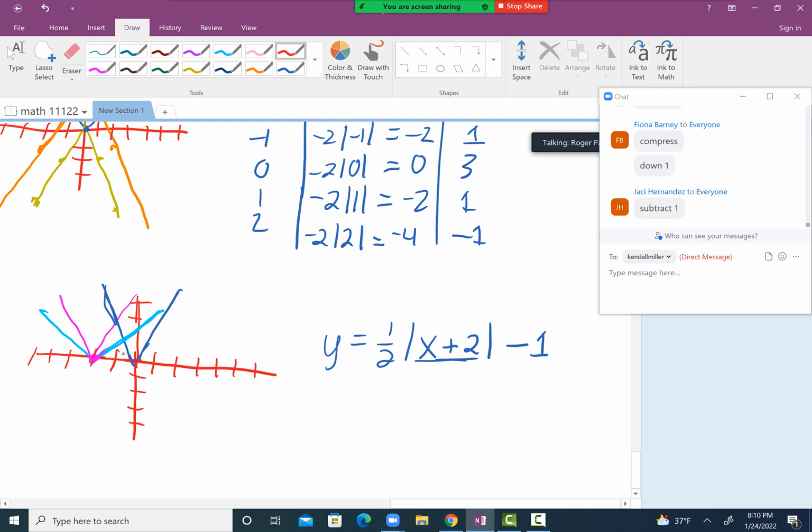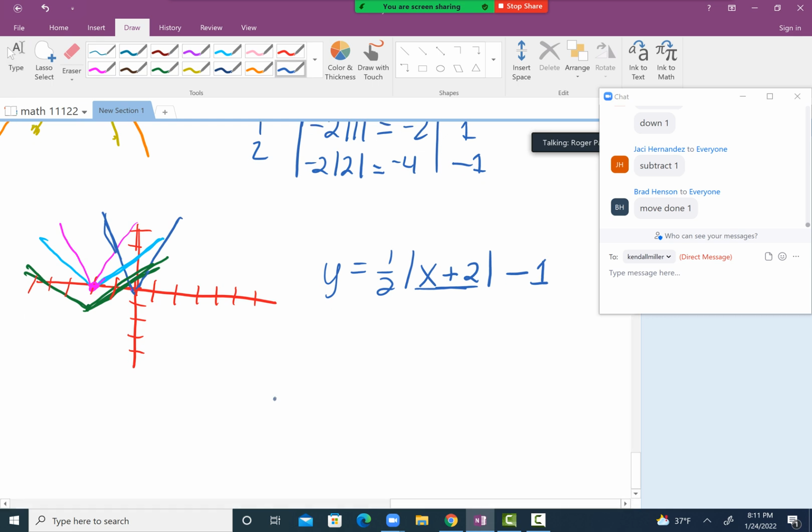Down 1. Hey, sweet, we're going to subtract 1, right? So I'm finally going to finish this. I'll finish it off in green, I think. So all I'm going to do now is take that blue graph, that light blue, sky blue there, and just drop it down 1. So here's my final answer, okay? I don't really need this pink and blue anymore. All right, I'll leave them there so you guys can see it. But that's how you do it. That's how you do a multi-step graph.